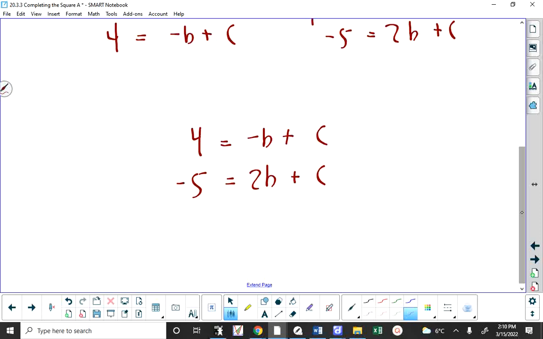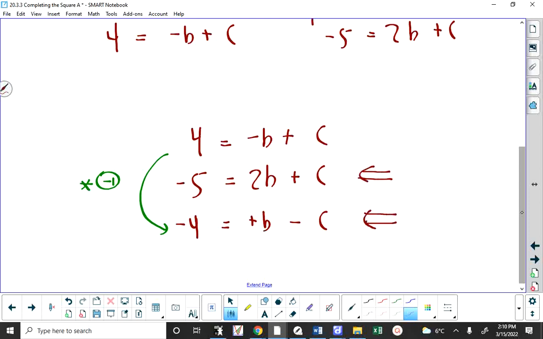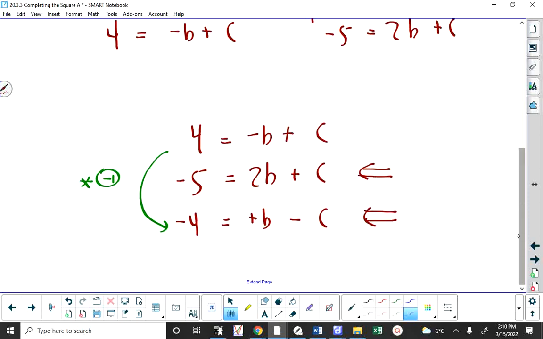I'm going to multiply this equation by -1. So it's going to become -4 equals positive b minus c. And now I'm going to add this equation and this equation. And if I add those two equations, I get -9 equals 3b. Oh, and I don't have any c's.